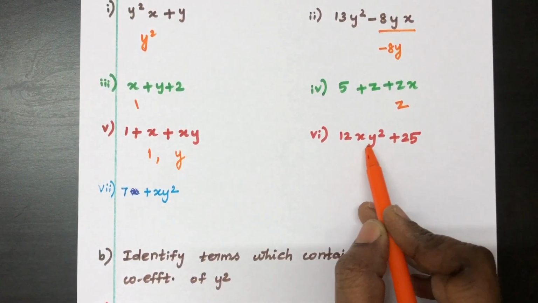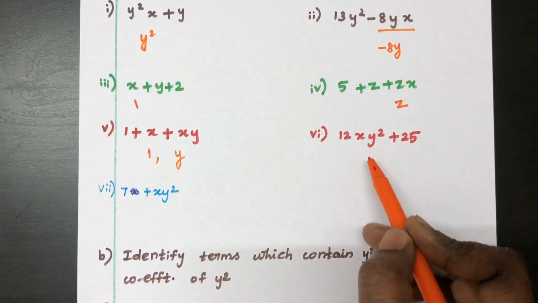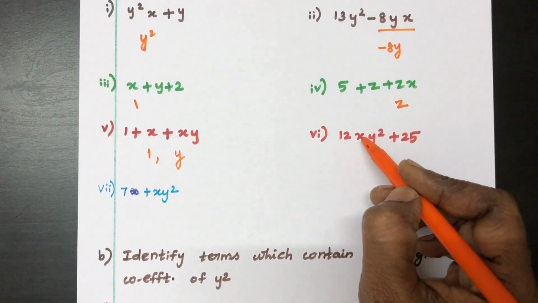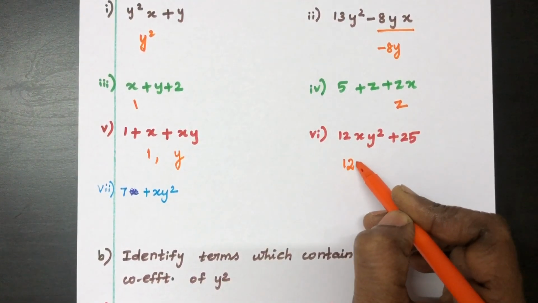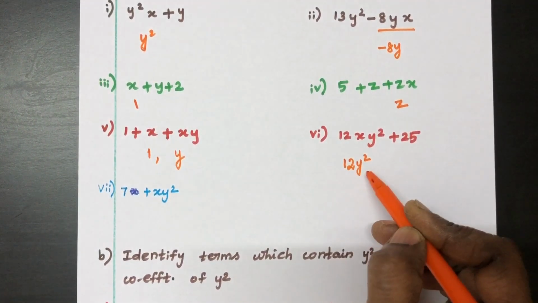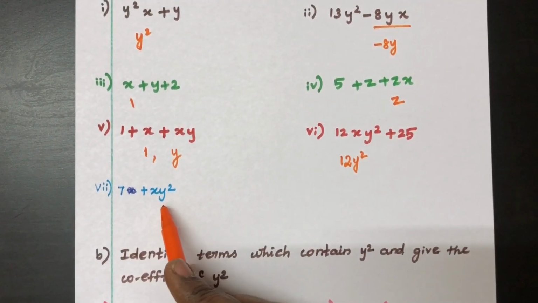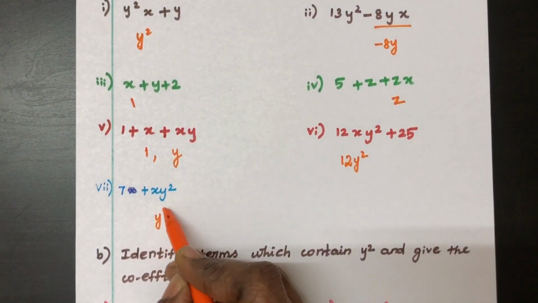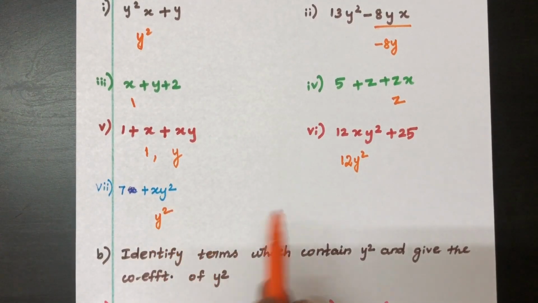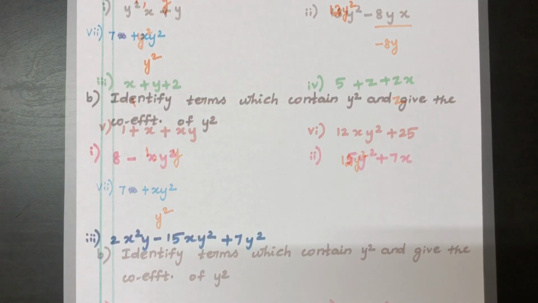Here, the first term contains x. So, what are the coefficients other than x? What are the things present, the remaining things? 12y square is the coefficient of x. Here the second term contains x. So, y square is the coefficient. That means other than x, whatever is present, just give. That is the coefficient of x.